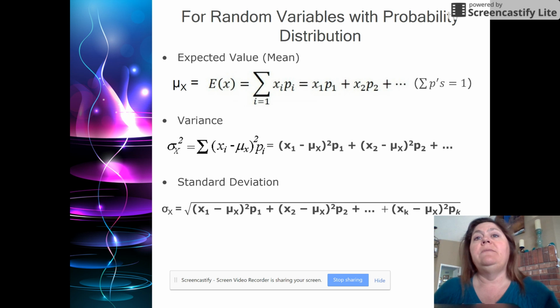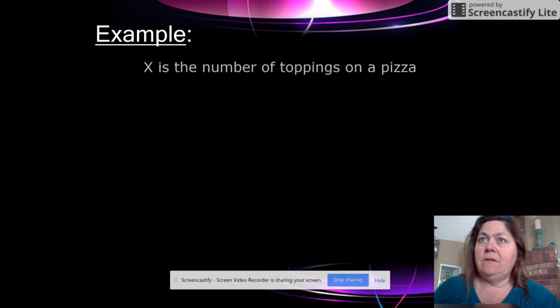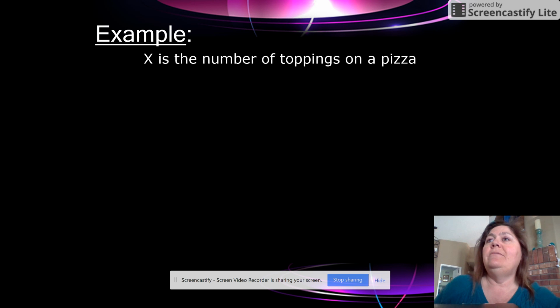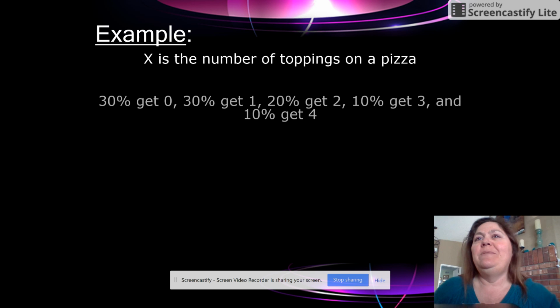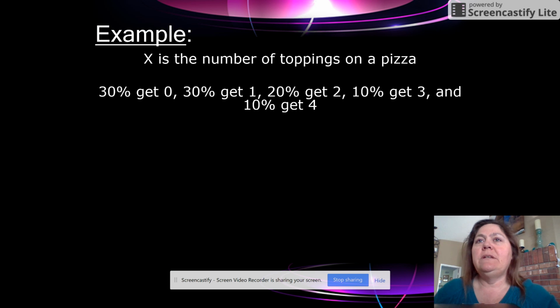So you're going to be asked to find the expected value of a probability distribution, the variance, and the standard deviation. These are your formulas to practice with. So let's do an example. Here we all like pizza, I believe. X is the number of toppings on a pizza. And here's your probability. 30% that you have 0. So it's an all cheese pizza only, right?